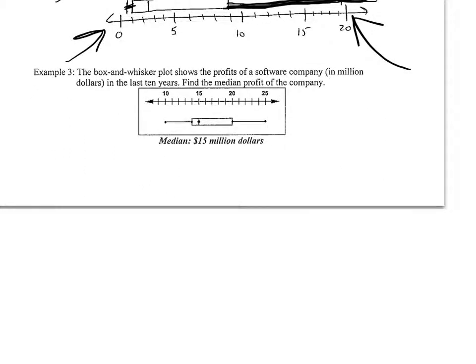So we can use box and whisker plots to answer questions. The box and whisker plot shows the profits of a software company in the last 10 years. Find the median. The median is dead smack right here in the middle. So we use the chart above, 15. And you notice it says it's in $1 million up here in the question. So the answer would be $15 million.